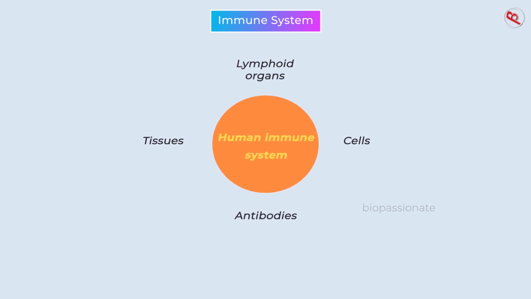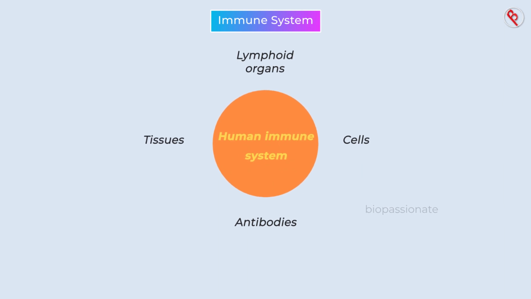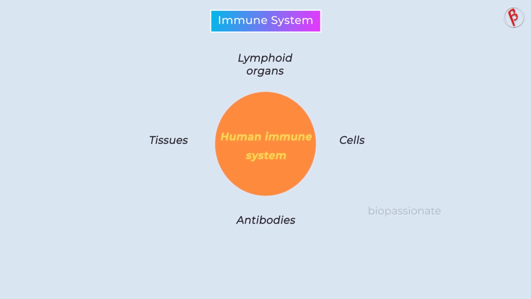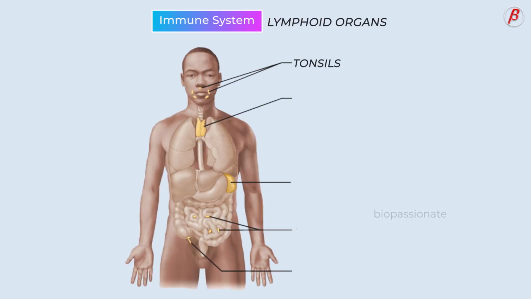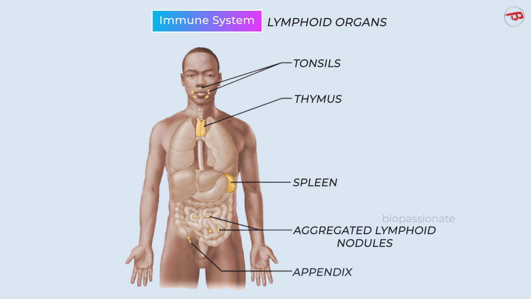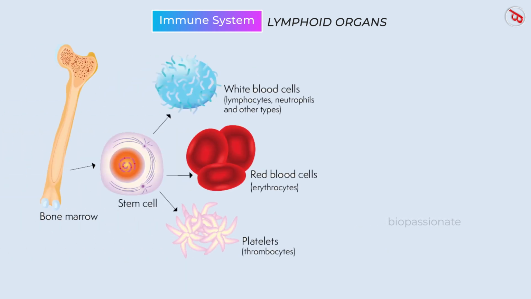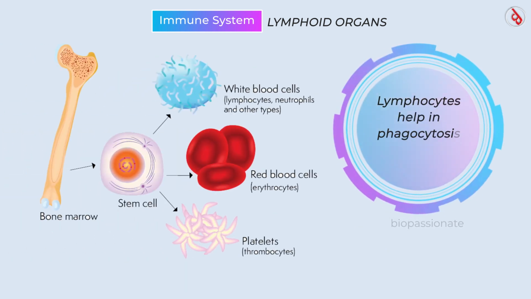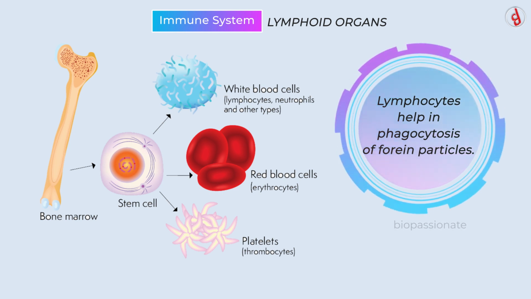There are four important components present in our immune system. They are lymphoid organs, lymphoid tissues, immune cells, and antibodies. Some important lymphoid organs are tonsils, thymus, spleen, aggregated lymphoid nodules, appendix, and bone marrow. Bone marrow produces blood cells like WBCs, RBCs, and platelets.